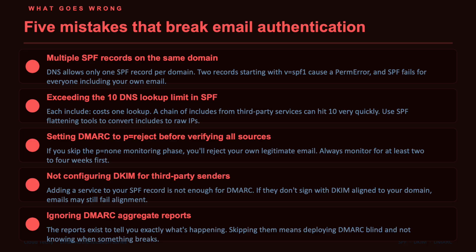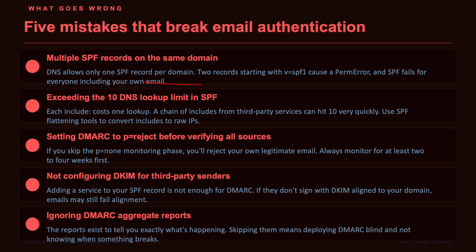The first: multiple SPF records on one domain. The rule is 1 SPF record per domain. If you have 2 TXT records that both start with v=spf1, receiving servers cannot decide which one is authoritative, and the result is a permanent error that fails SPF for all of your email. Always check that you have exactly one.